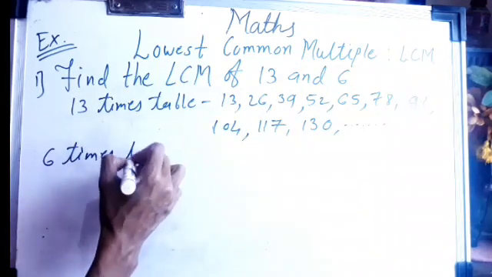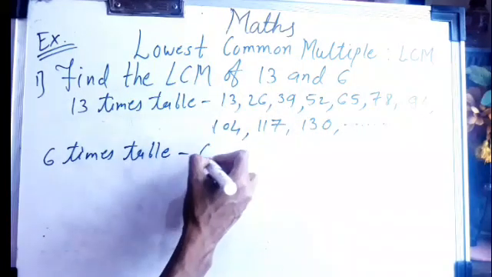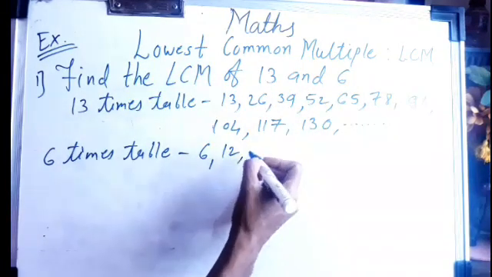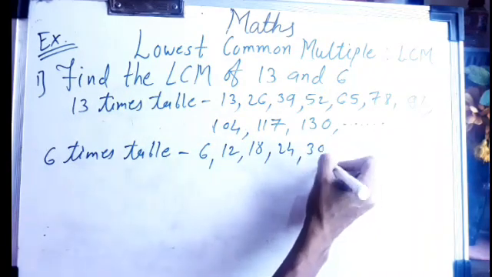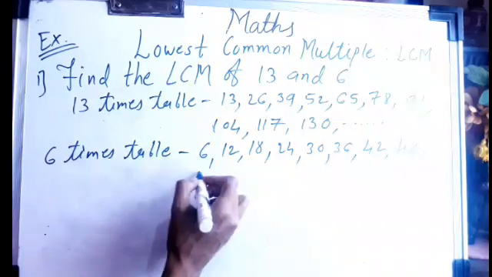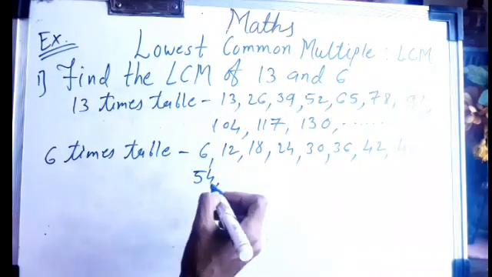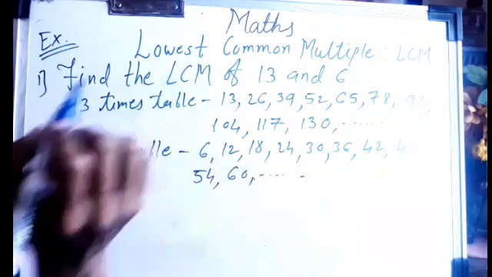If you will not find any common multiple, then let's see here, the 6 times table. Next is the 6 times table, means table of 6 we have to find. Now what is the table of 6? Everyone knows this: 6, 12, 18, and so on up to 54, then 60. Also you can extend this table.